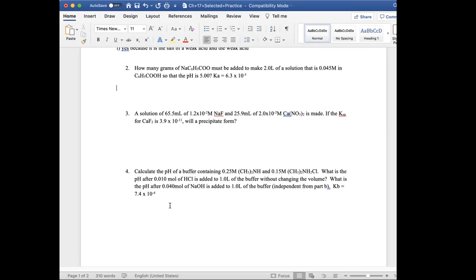Now, do the same thing for the calcium nitrate. You would do 0.0259 times 0.02, and tell me what you get. 0.000518 moles of calcium. Now, Ksp of that is that. Will a precipitate form? Number of ions over number of solid.